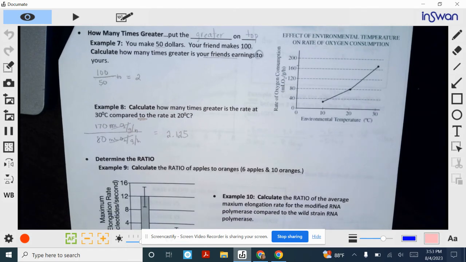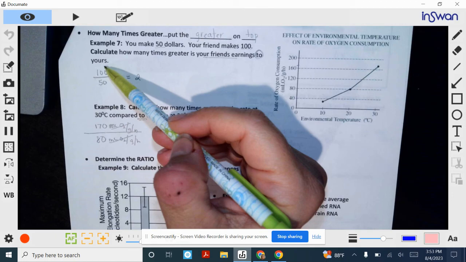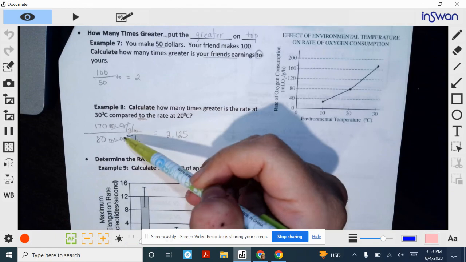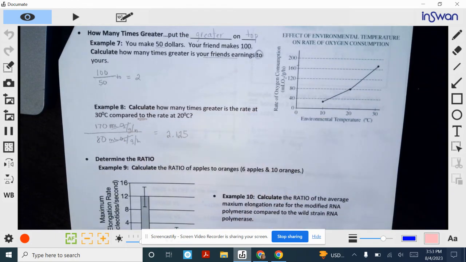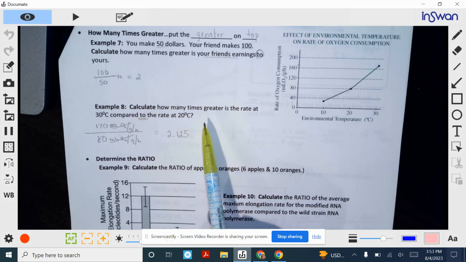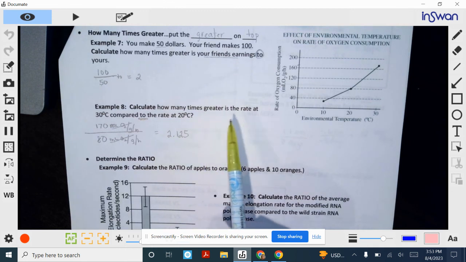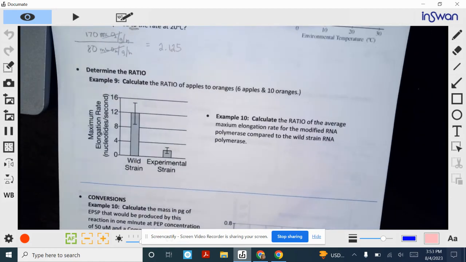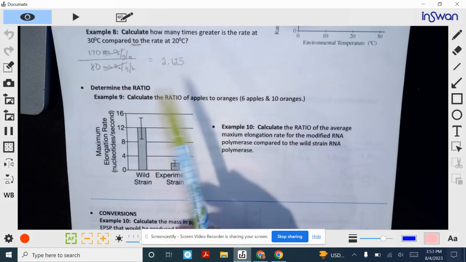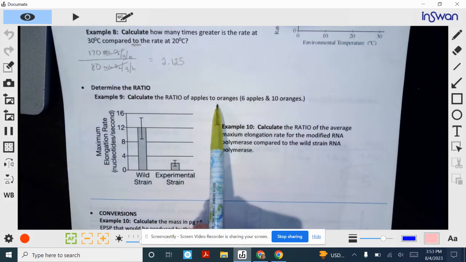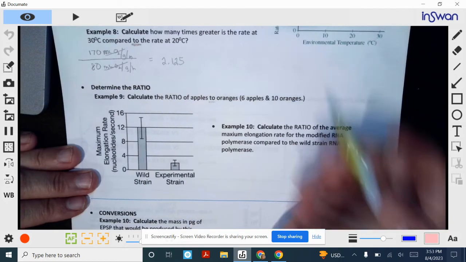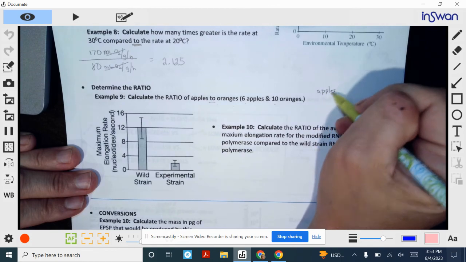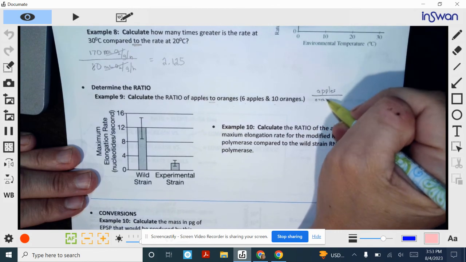Okay, notice I just have a fraction. Something to another number. 170 to 80. Okay, I can also call this a ratio. I could say calculate the ratio, or I can write it like this: how many times greater? So let me show you a problem where they're just asking you in a different way. I say calculate the ratio of apples to oranges. You had 6 apples and you had 10 oranges. It would be apples on top, apples to oranges.